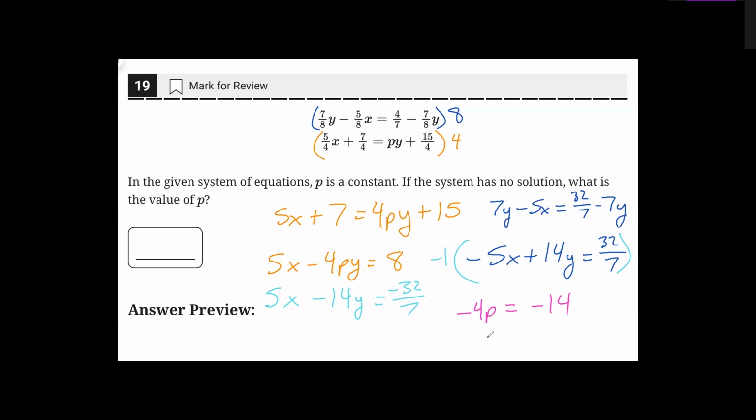Dividing both sides by -4 results in p equaling negative 14 divided by -4, which simplifies to 7/2. So the value of p is 7/2, or you can also write 3.5.